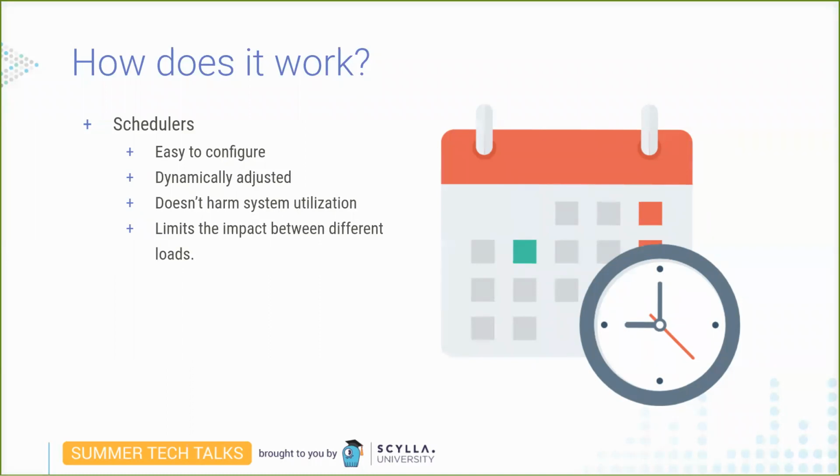Among the benefits of using schedulers, they are easy to configure, with a single configuration parameter to control the behavior. They can be dynamically adjusted, allowing trial and error. The utilization is not harmed since they only limit access to resources when there is a conflict, meaning a user can set them without the system changing its behavior when it's not overloaded. Of course, it will change its behavior, but for the better, when it is overloaded. And the most important thing, it solves our problem by limiting the impact between different loads.